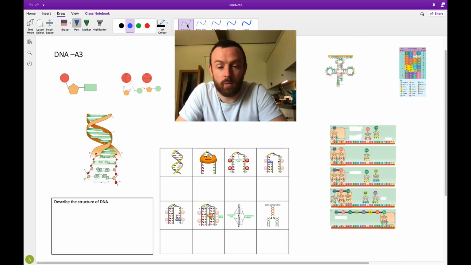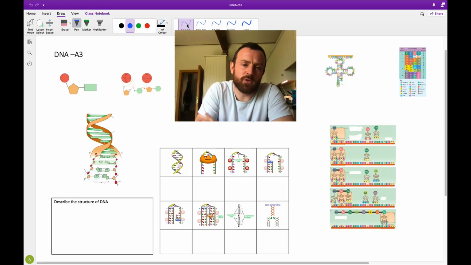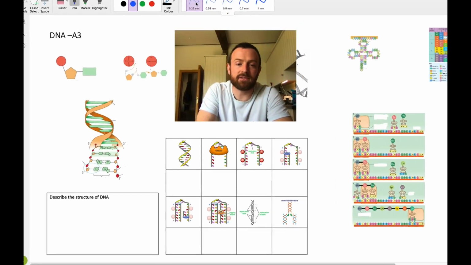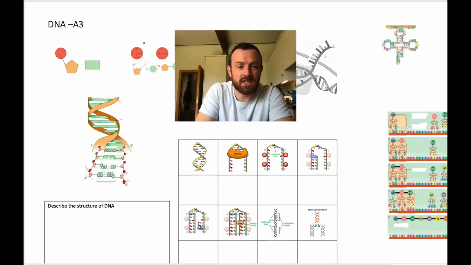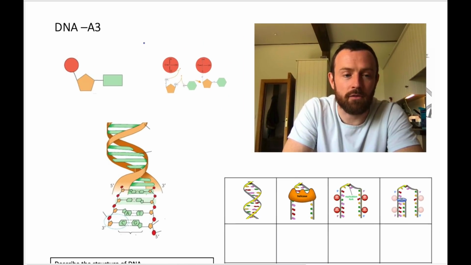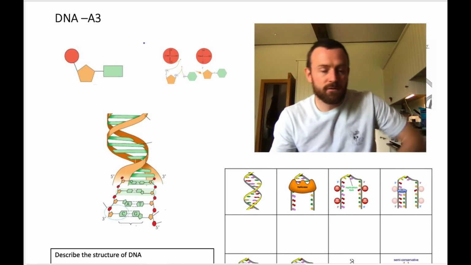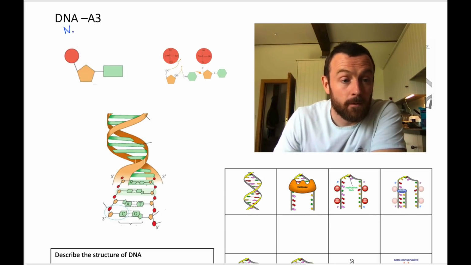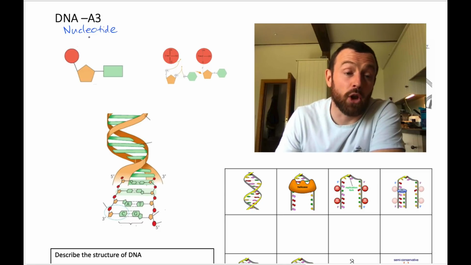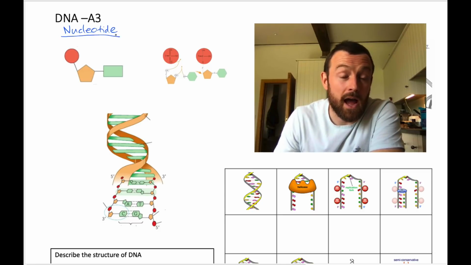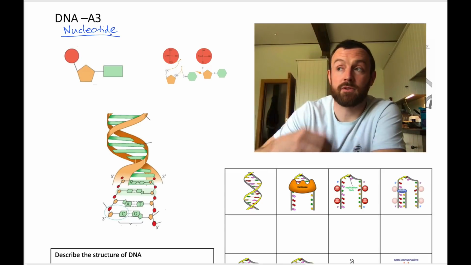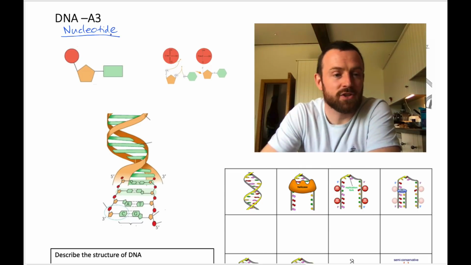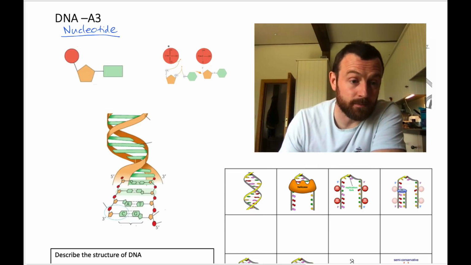Okay, here we go with the mind map. So first of all, let's zoom in a little bit into this top left-hand corner and talk about what the fundamental unit of the nucleic acid is. The fundamental unit of a nucleic acid is something called a nucleotide. A nucleotide is the monomer that builds up to form the polymer of DNA or RNA. A nucleotide contains three pieces.